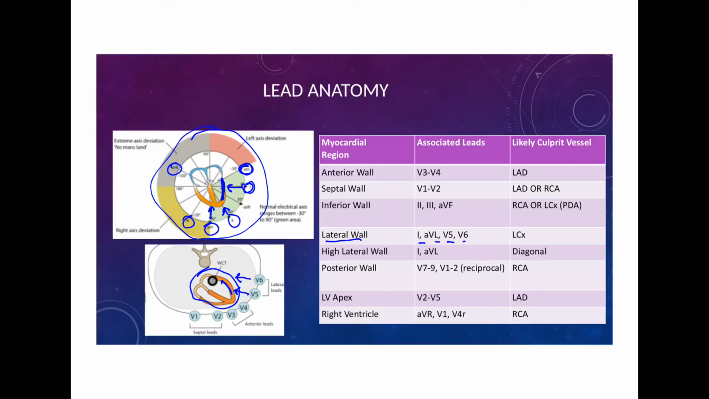Similarly, the apex of the heart is close to leads V2, V3, V4, and V5 in the coronal plane, and so abnormalities in the apex of the heart will show up in those leads.